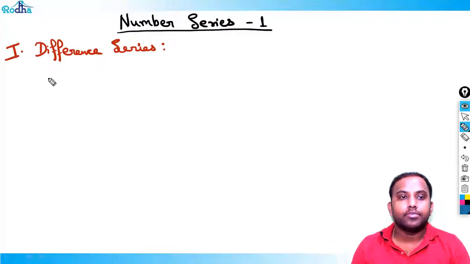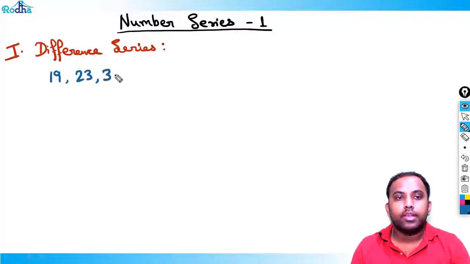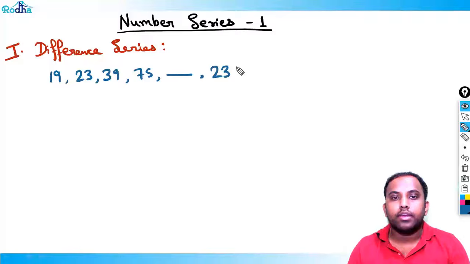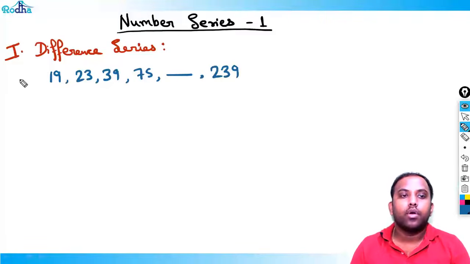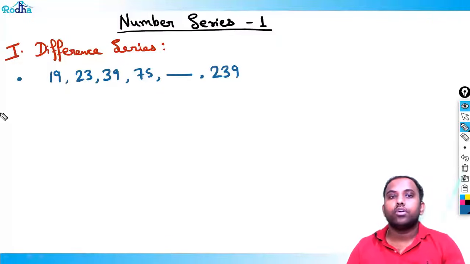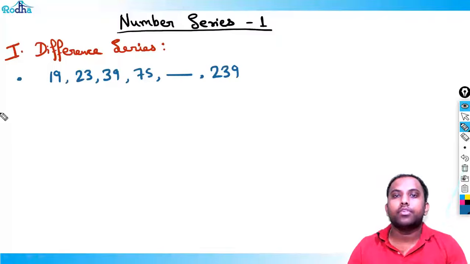you have a series like 19, 23, 39, 75, then a blank here, and then 239. To fill the blank, what is the series here? So 19, 23, 39, 75, 239. What is the series here? Once you get the logic behind it, which kind of series it is, you see here.